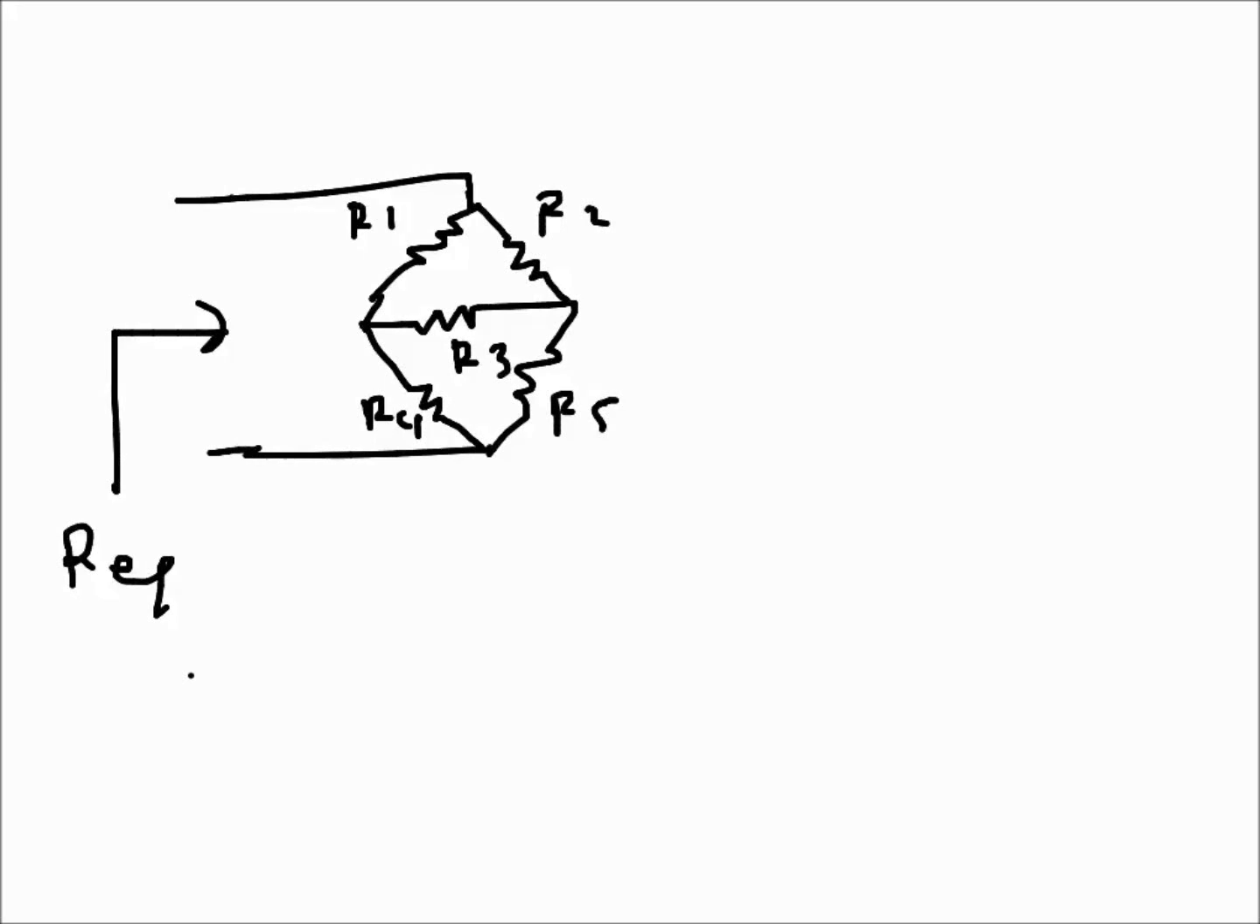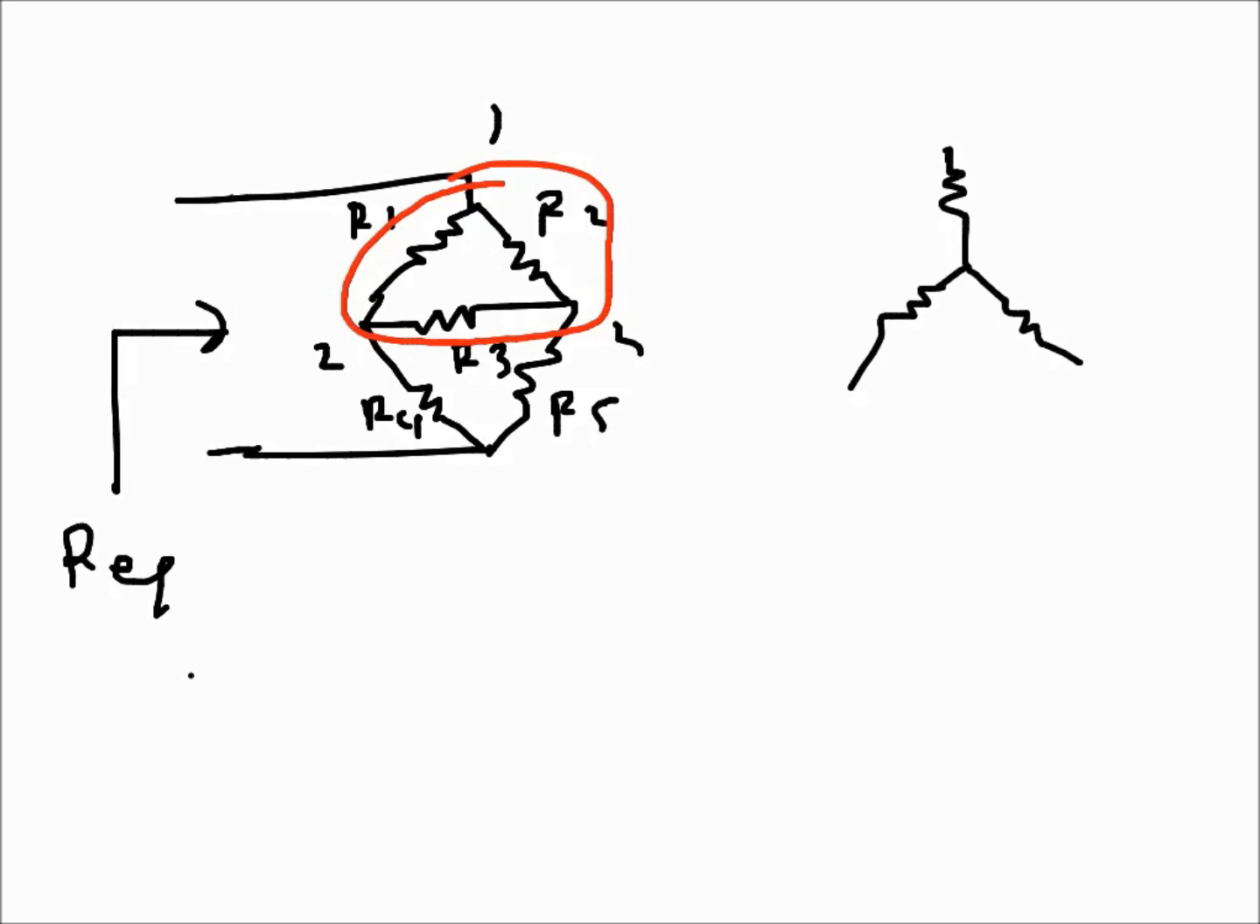If I want to find the equivalent resistance here, R equivalent, this is a bridge network. This is a delta here, and I can transform it into a Y, so a Y-delta transformation. This is my node 1, node 2, node 3, so I will keep the nodes the same, and at this point R4 and R5 are coming in. So this is R4, this is R5, and these are the new values.